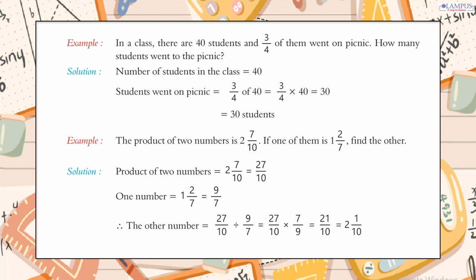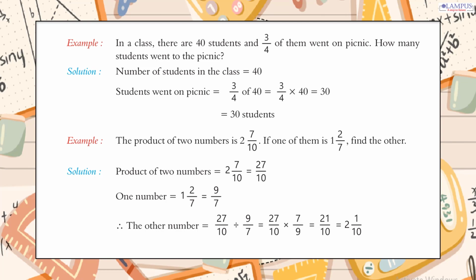Example. In a class, there are 40 students and 3/4 of them went on a picnic. How many students went to the picnic? Solution. Number of students in the class equals 40. Students who went on the picnic equals 3/4 of 40 equals 3/4 multiplied by 40 equals 30 students.